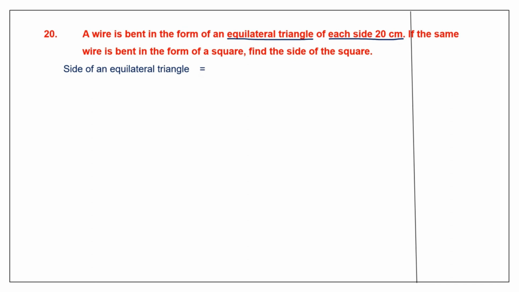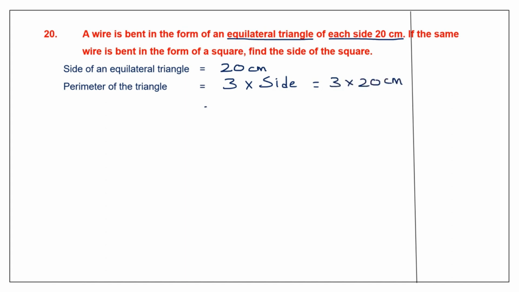The side of an equilateral triangle is given to us as 20 centimeters. An equilateral triangle is one in which all 3 sides are of equal measurement. So the perimeter of the triangle will be 3 into side. 3 because 3 equal sides. So this will be 3 into 20 centimeters. And 20 into 3 is 60. 60 centimeters. So we found the perimeter of the triangle.